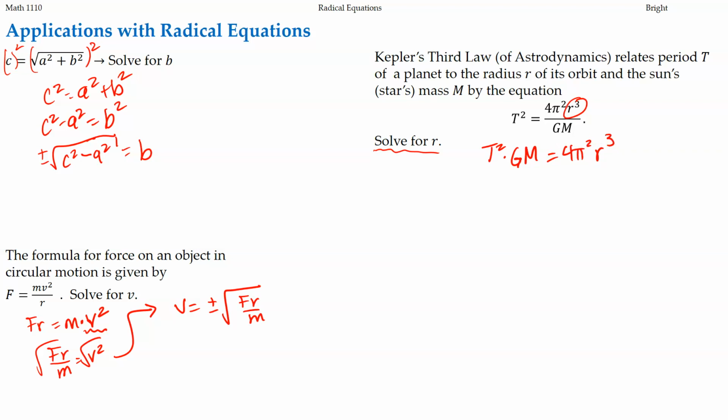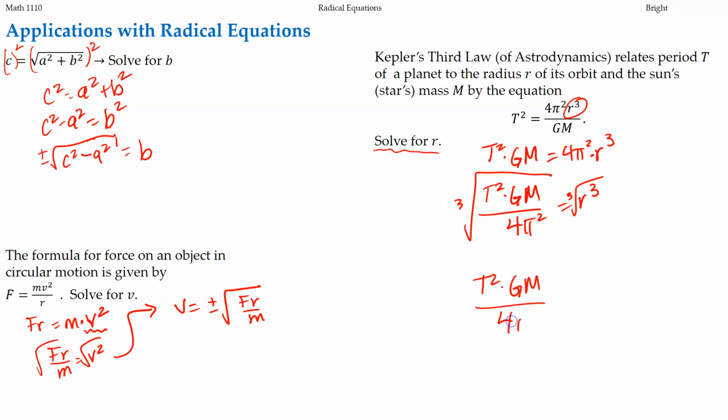And next, let's see. So I need to continue to isolate the r. So divide by the 4 pi squared: t squared times gm over 4 pi squared is equal to r cubed. Okay, and then again, you need to solve for r. R is isolated, but it is not solved. So introduce the cube root to both sides, or equivalently the 1/3 power, whatever floats your boat. T squared times gm over 4 pi squared, and then cube root of all this is equal to r.